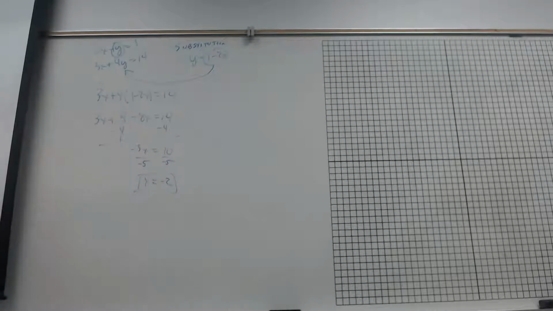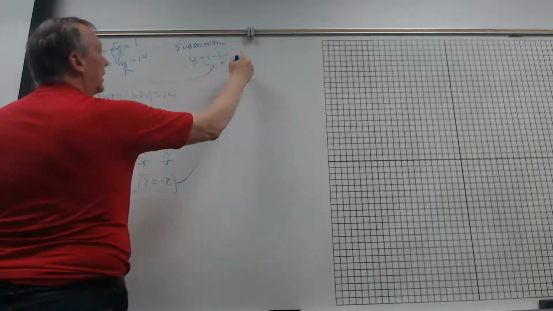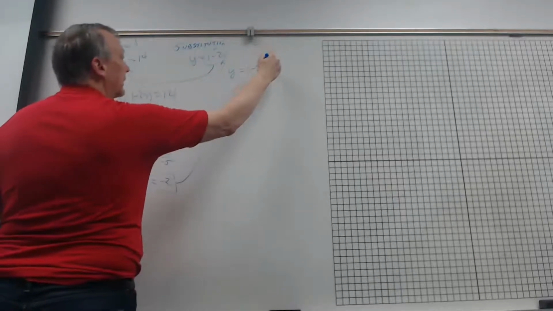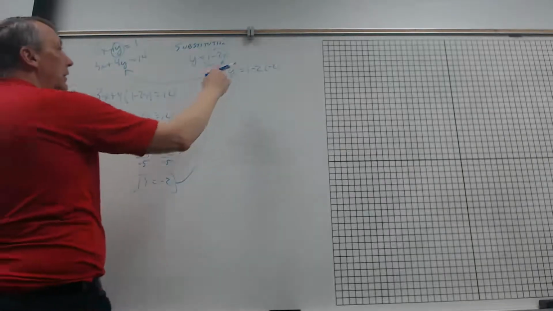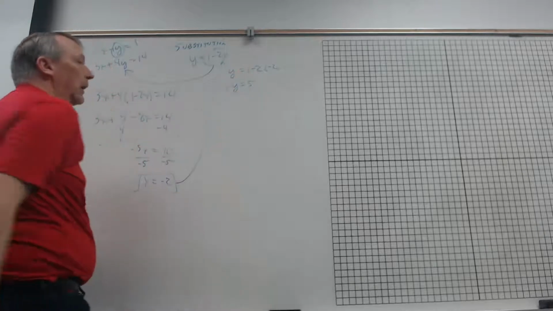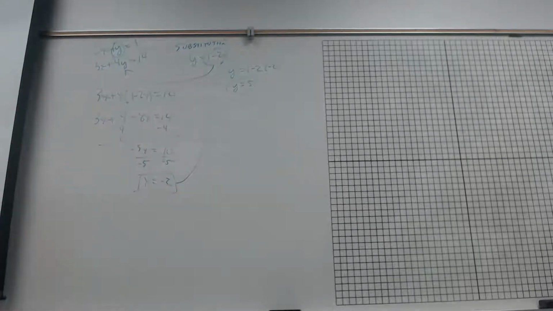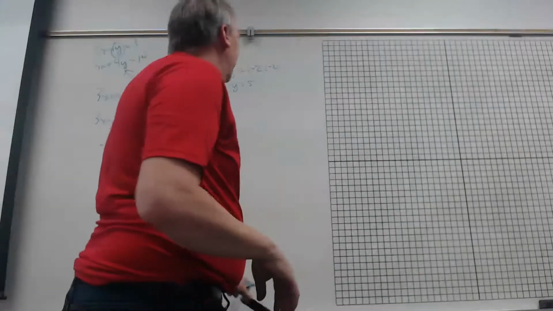How do we find the other one? Plug it right into there, right? Yeah. So y equals 1 minus 2 times negative 2. 2 times negative 2 times negative 2 is? 4. So 1 plus 4? 5. Y equals 5. Okay? So that's substitution. Nice and easy. A lot better than logarithms. Told you the logarithms would be the bane of your existence.